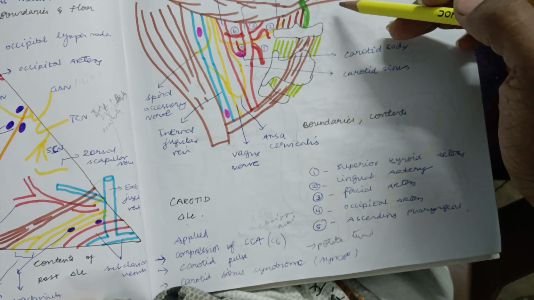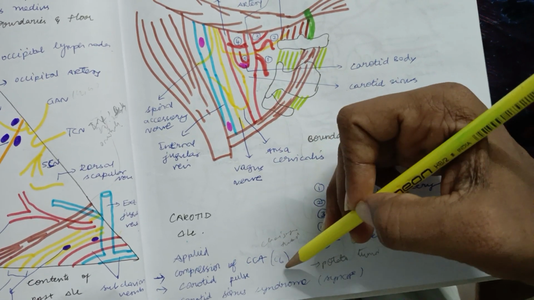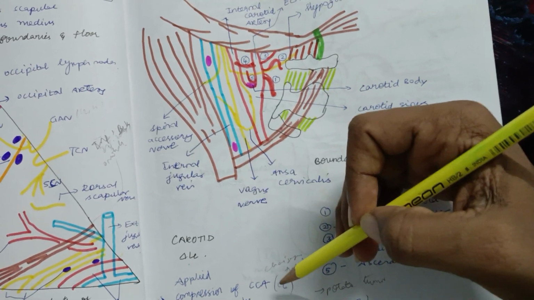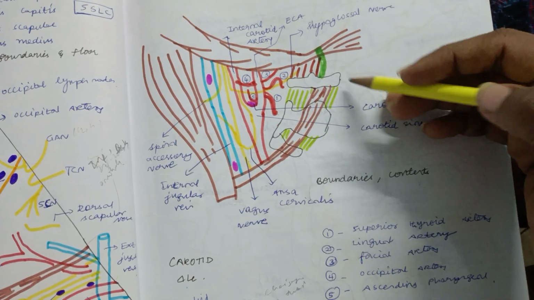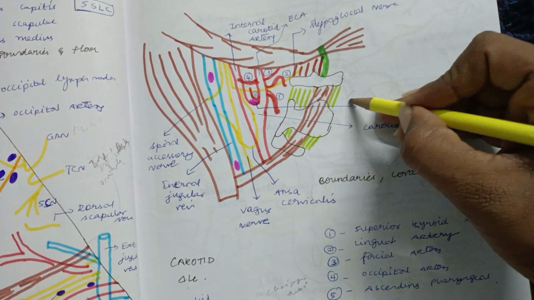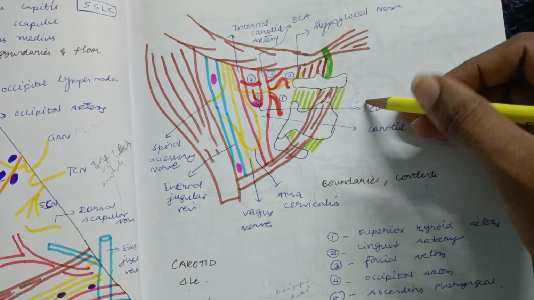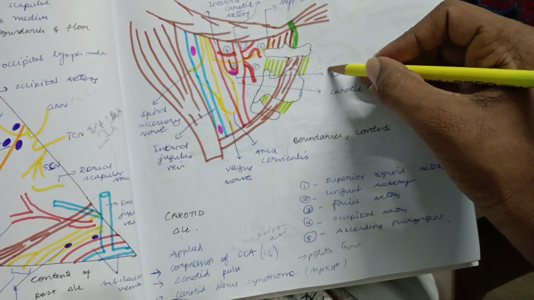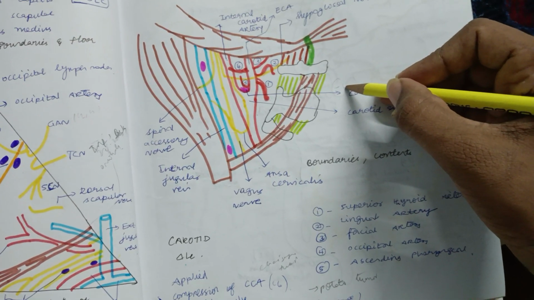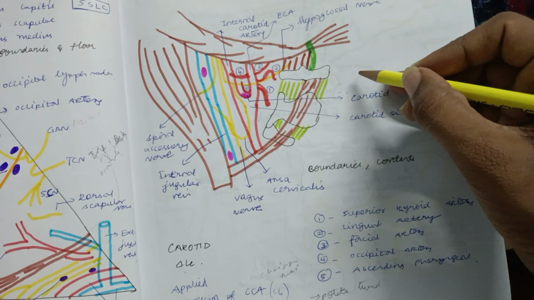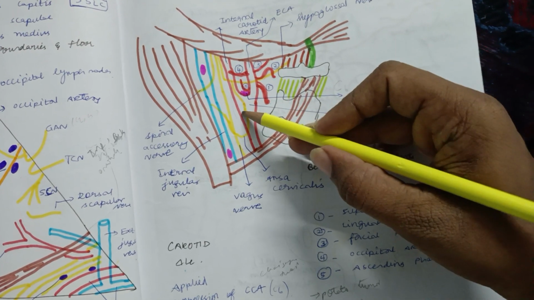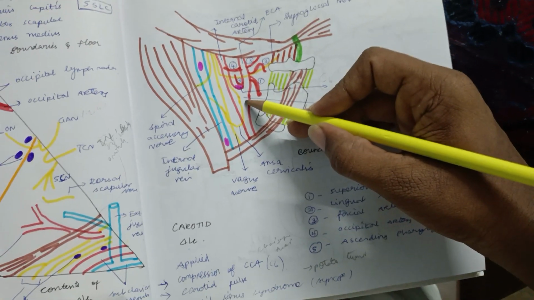The applied aspects of the carotid triangle include compression of the common carotid artery. The common carotid artery can be compressed at the C6 level. That is what we call Chassaignac's tubercle. In case of any bleeding or any rupture of the artery, we can compress the artery at Chassaignac's tubercle. That is the level of C6.